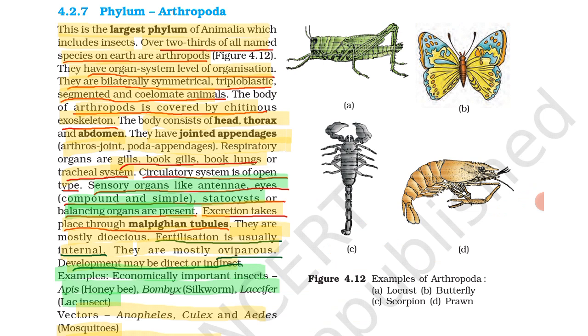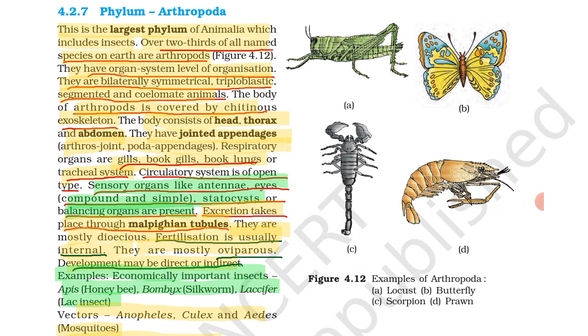Next, the body of arthropod is covered by chitinous exoskeleton. This is the most important point of phylum Arthropoda, that their body is covered by chitinous exoskeleton. Chitinous exoskeleton means what? Somewhat it is tough and shiny.